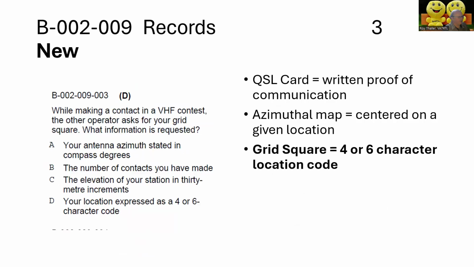Here's a new question. While making a contact in a VHF contest, the other operator asks for your grid square. What information is requested? So your grid square tells them your location. It's either a 4-digit or a 6-digit character code.